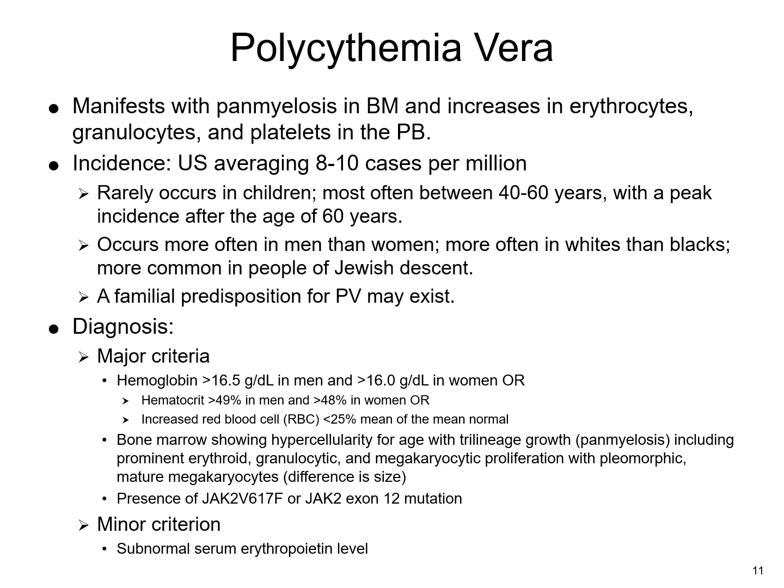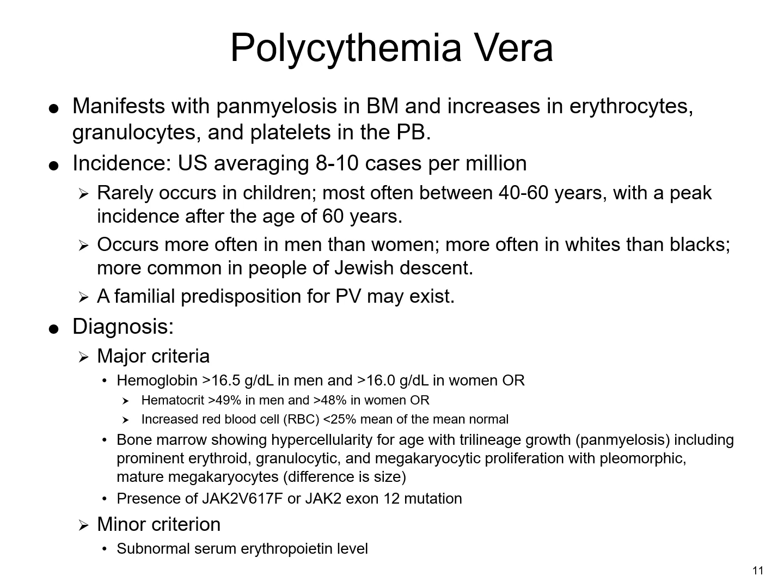Polycythemia vera is a neoplastic clonal myeloproliferative neoplasm that commonly manifests with a panmyelosis in the bone marrow, with an increase in the erythrocytes, granulocytes, and platelets within the peripheral blood. Now, incidence within the U.S. is about 8 to 10 cases per million.